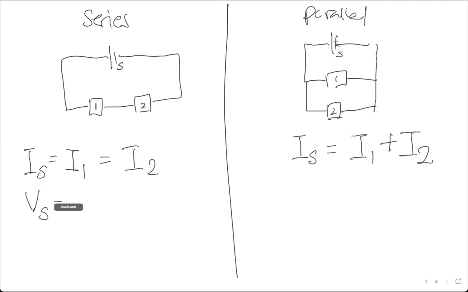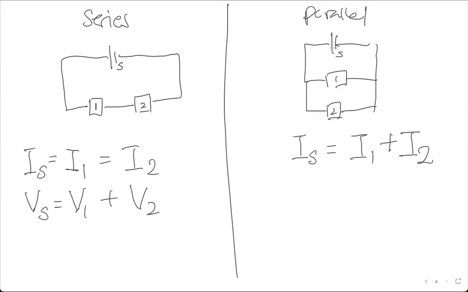V at the source is equal to V1 plus V2. So if the EMF increases the potential by 10, 1 can reduce the potential by 5, then 2 will reduce the potential by the other 5. So the S will step up your potential, whereas your 1 and 2 will both step down.